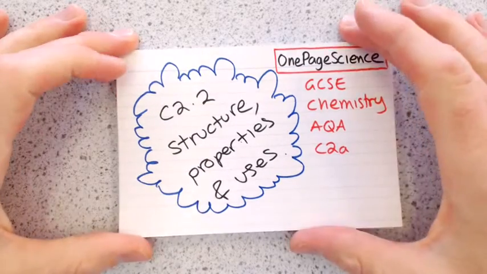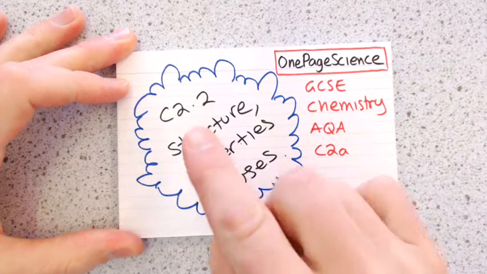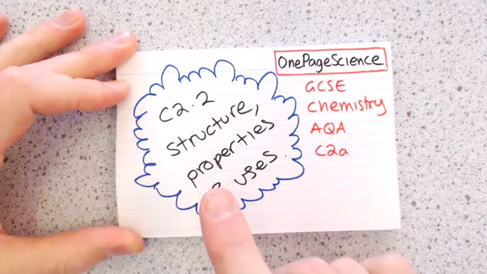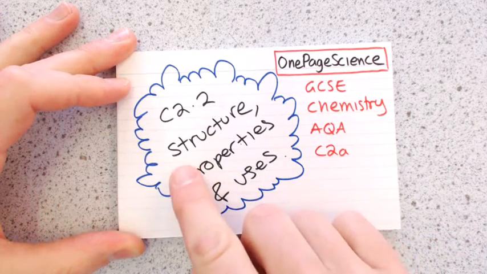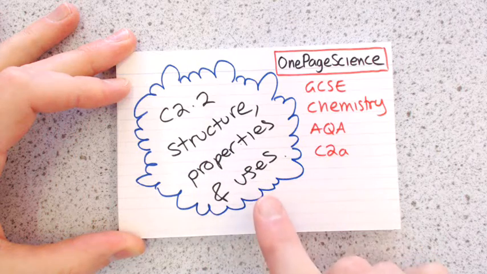Okay, so here's a deck of flashcards to take you through C2.2. The second topic in additional science, additional chemistry: structure, properties, and uses.